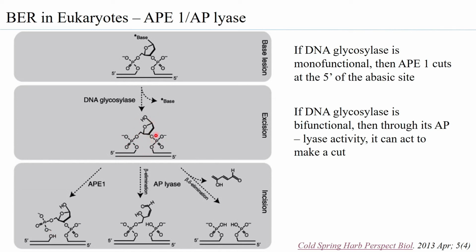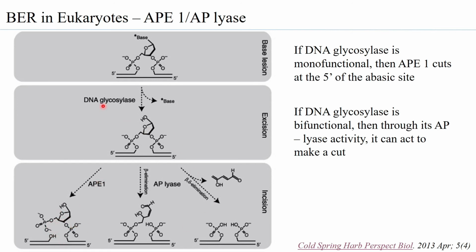So if this is the abasic site, at the 5' end of the abasic site, you have the cut happening over here, releasing what is called the 5' deoxyribophosphate and leaving a 3' OH over here. Okay, this is one possibility.